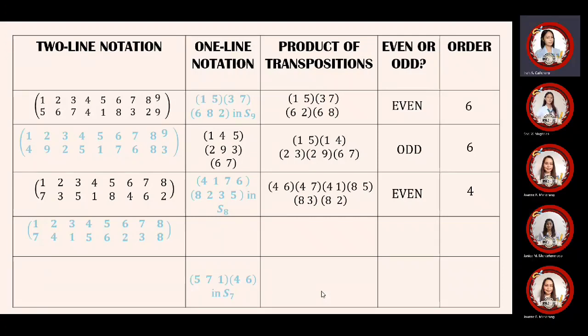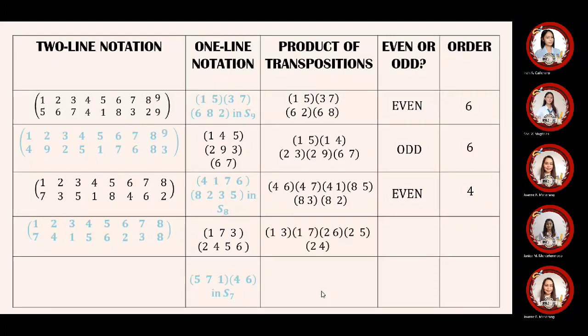For the next, number 4, the one-line notation is 1, 7, 3, 2, 4, 5, 6. So the product of transpositions is (1 3), (1 7), (2 6), (2 5), and (2 4). Since we have 5 transpositions, it is odd. Then the order is equal to 12.